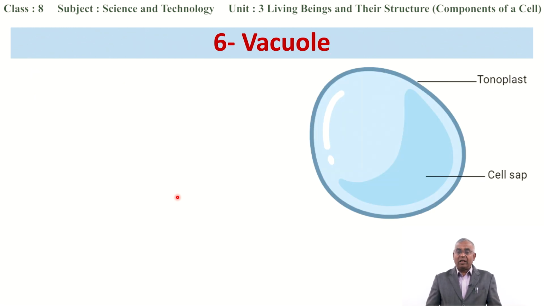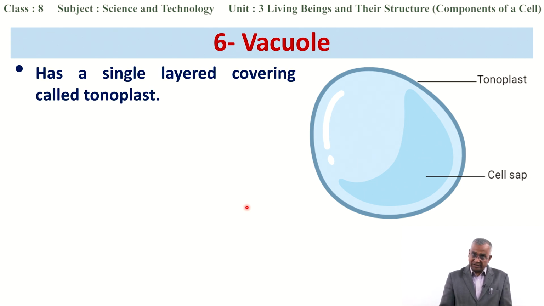Now the next one is vacuole. Vacuole is a very simple structure. It just has a membrane which is called tonoplast, and inside it cell sap is filled. That means some water and water soluble substances are found here, but there are gas vacuoles also. In cells, gas vacuoles are also found, and these are filled with only gas, not cell sap. Vacuoles are of different types. What are their functions? We will discuss later.